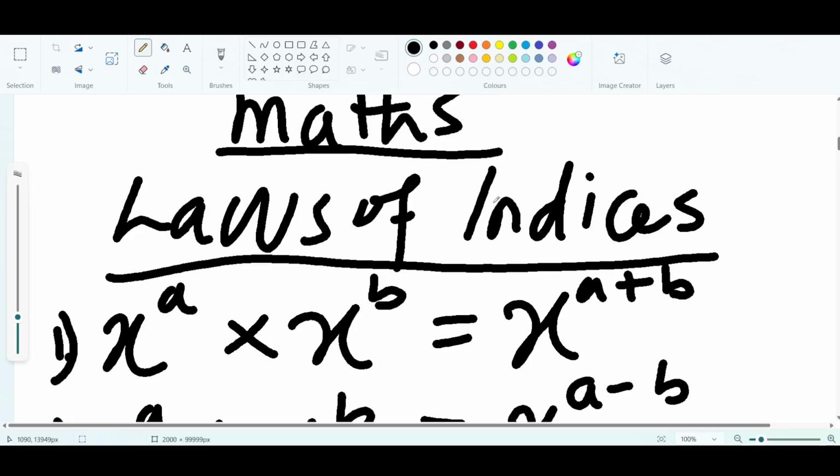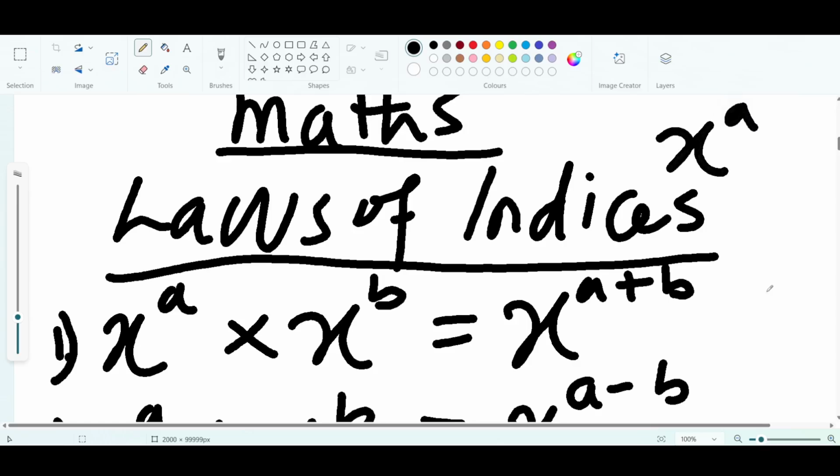Okay, today we want to deal with the laws of indices. There are 7 laws of indices that we must understand, and these laws are very, very important. And for us to really understand, I think we have discussed what a base is.